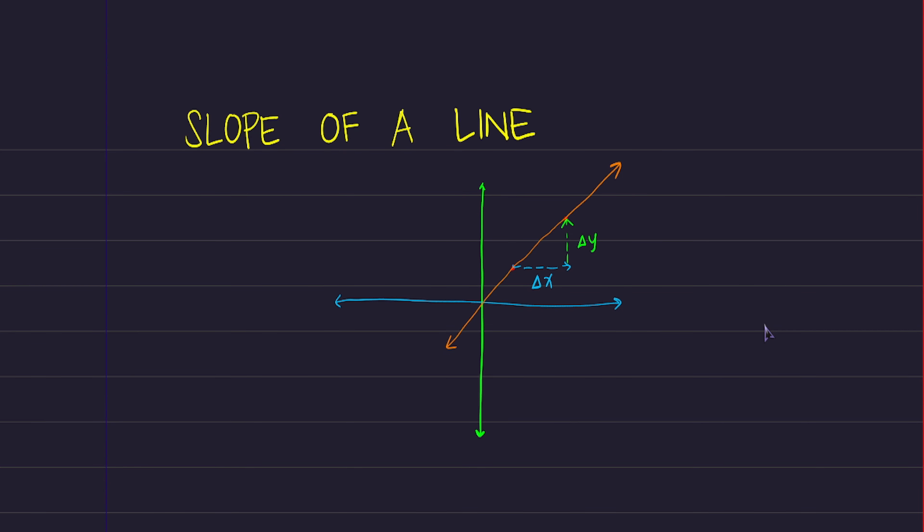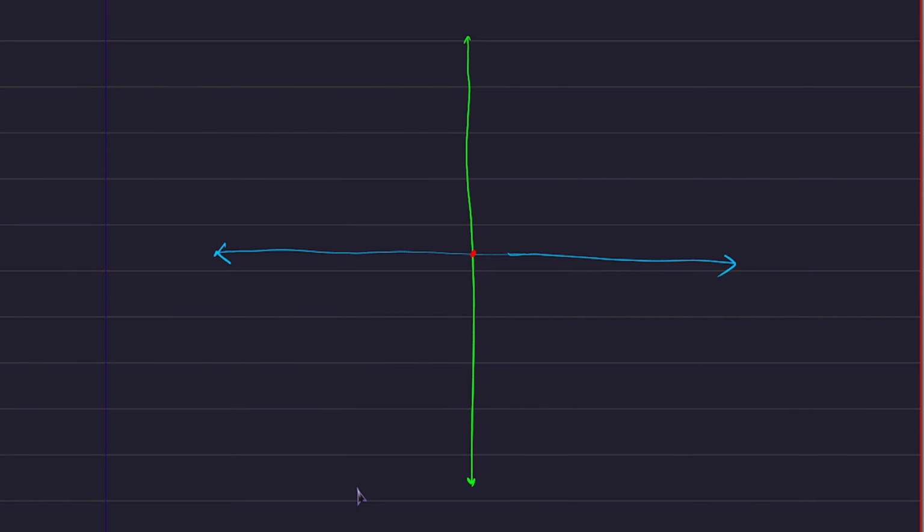Good day! Ngayon ay pag-aaralan natin ang slope of a line. The slope is often described as the ratio of rise over run. We can express this as a ratio of the change in y over the change in x.